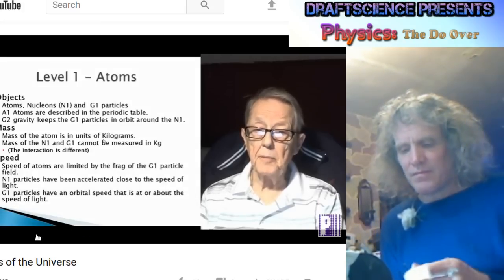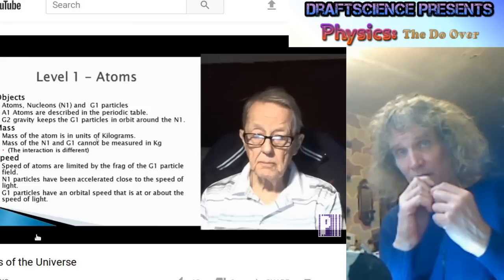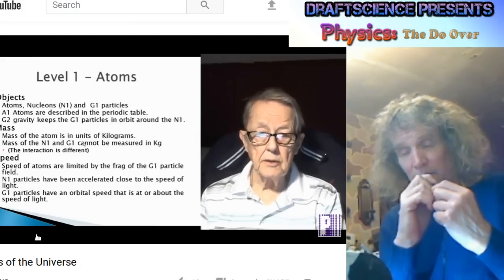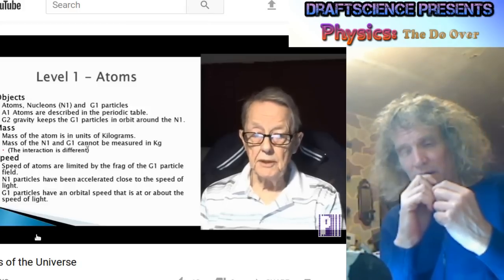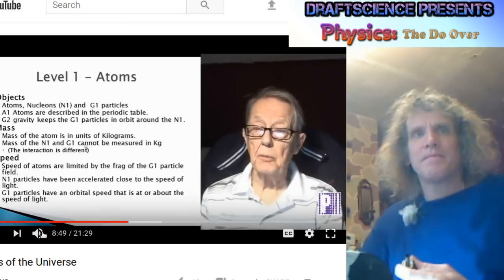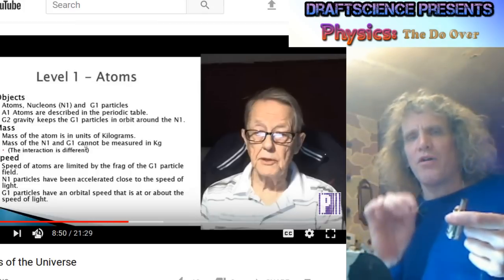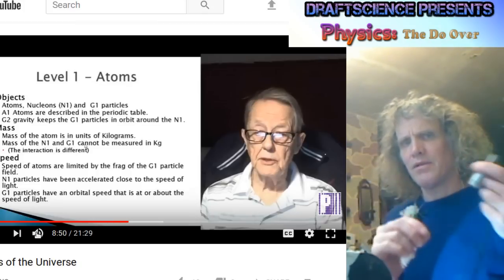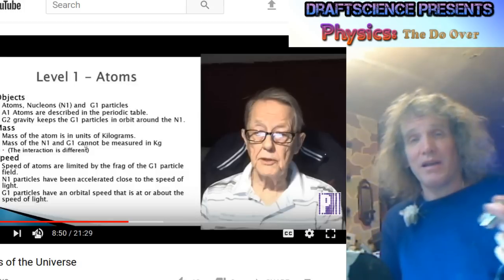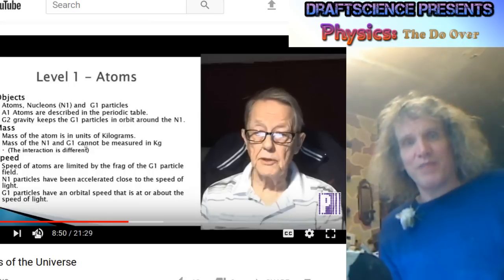Level 2 that we're talking about, and now starting to talk about the nucleon as being an N1 particle. And gravity 2, G2 gravity, keeps the G1 particles in orbit around the N1. So the G2 gravity is the nuclear binding force. Right, so he has a thing that's as small to a photon as, you know, gravity to the sun or something. I don't even know how to make these comparisons, but this much tinier thing is somehow controlling these very tiny things that we can't even see. And those tiny things are somehow controlling the big things that we can see.